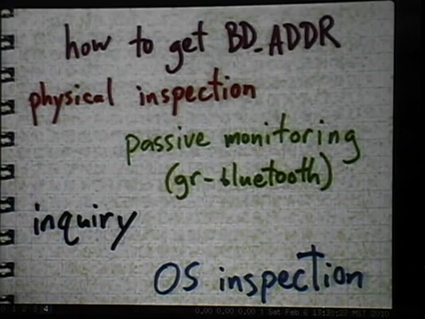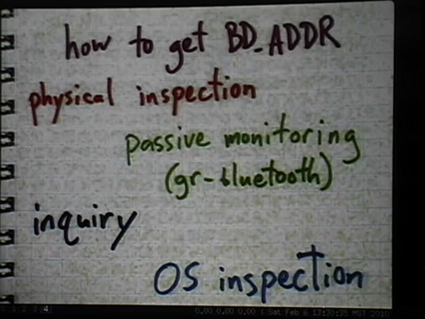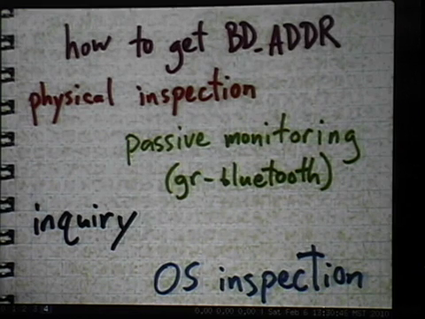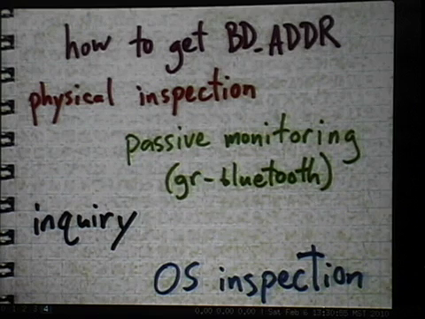So how do you get the device address that you need in order to try one of these attacks? One easy way is physical inspection. If you can find that sticker, you're golden. Another way is passive monitoring using GR Bluetooth. Another way is inquiry. And inquiry is the process of finding discoverable devices. So if you just go to any Bluetooth device, like my phone, and I go to the Bluetooth menu and I say, like, find nearby devices, what I'm doing is an inquiry. And the hcitool inq command allows you to do an inquiry from the command line.